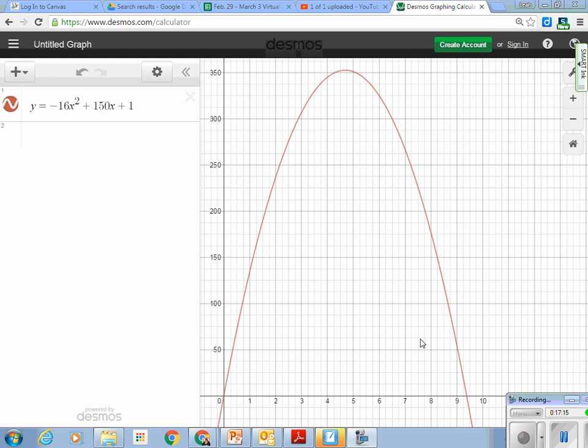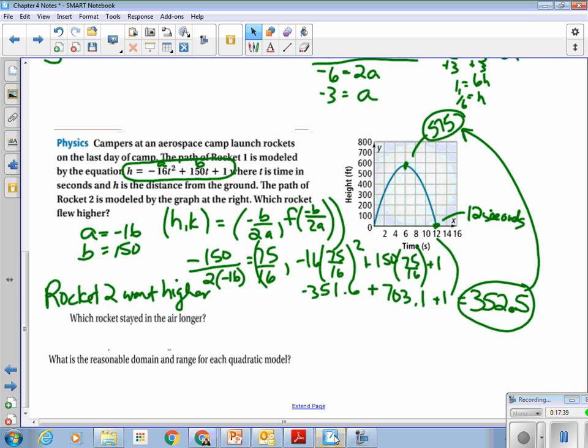All right, so when we graph our function, we see that this guy stays in the air until 9.382 seconds. So which is bigger, 9.382 or 12? So rocket 2 stayed in the air longer.